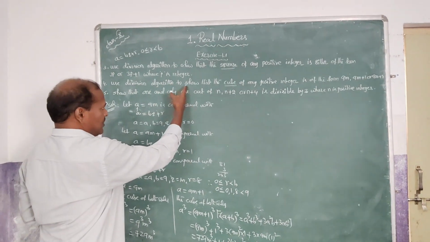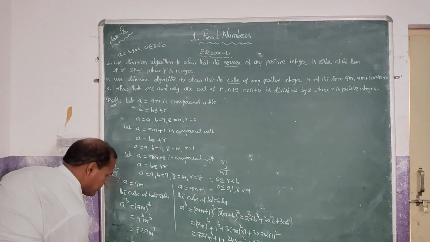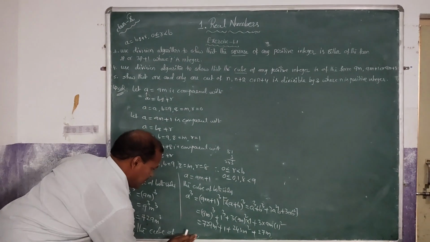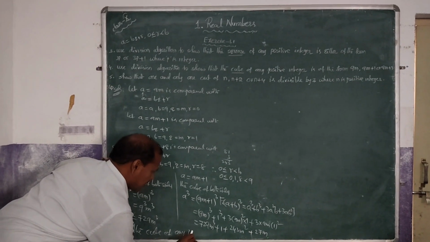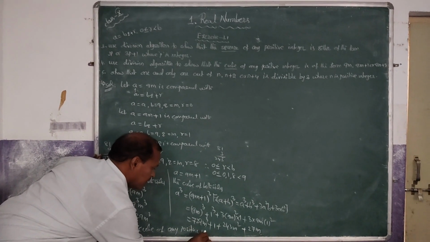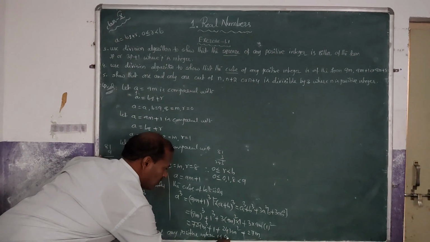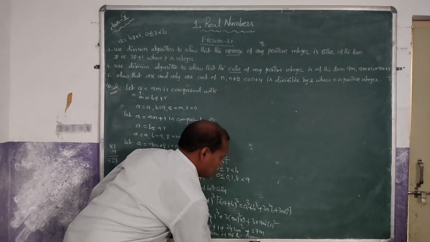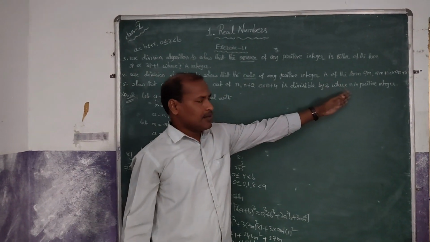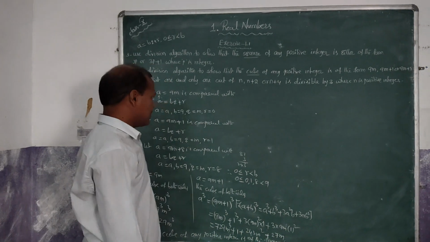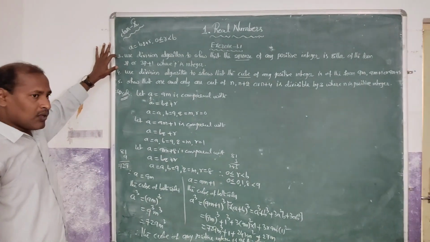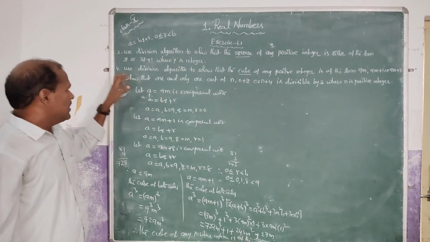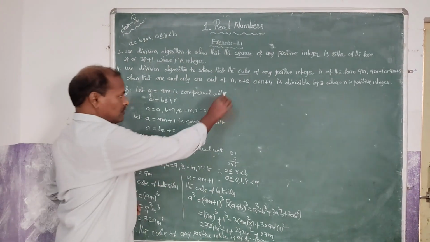Therefore, using division algorithm, show that the cube of any positive integer is of the form 9m, 9m plus 1 and 9m plus 8. This is the fourth problem. Second problem, third problem, fourth problem, same procedure only. But the third problem is square, next the fourth problem is cube. Last problem, that is the fifth problem.